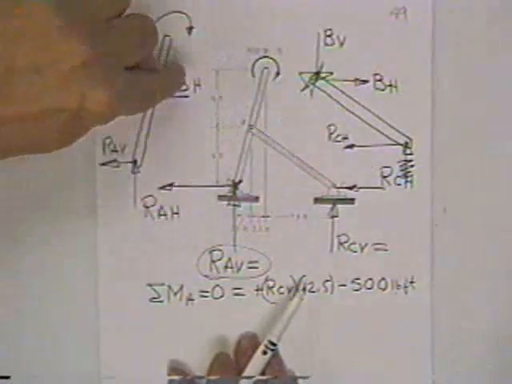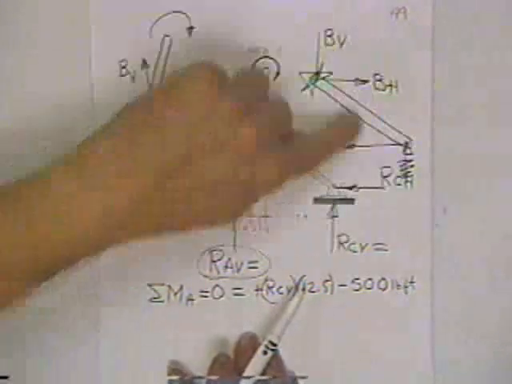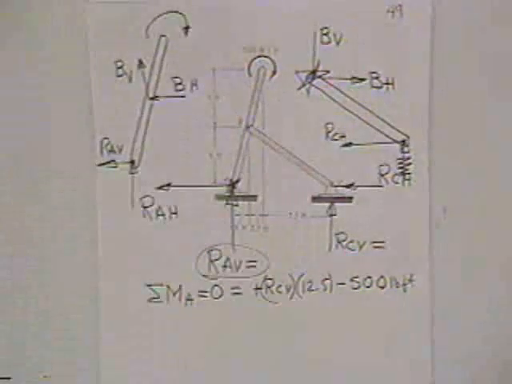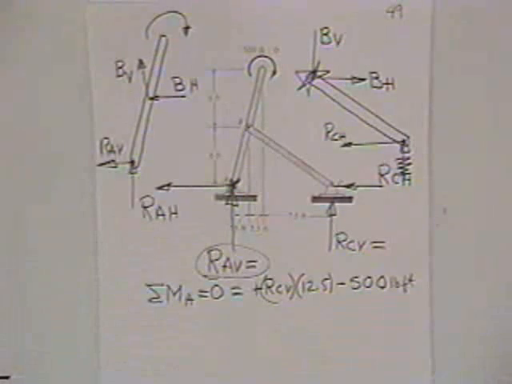Once you find him, you can put him there. Once you find him, you can get him by summing moments about this point. It's all downhill from then on. Careful free body is what you need.